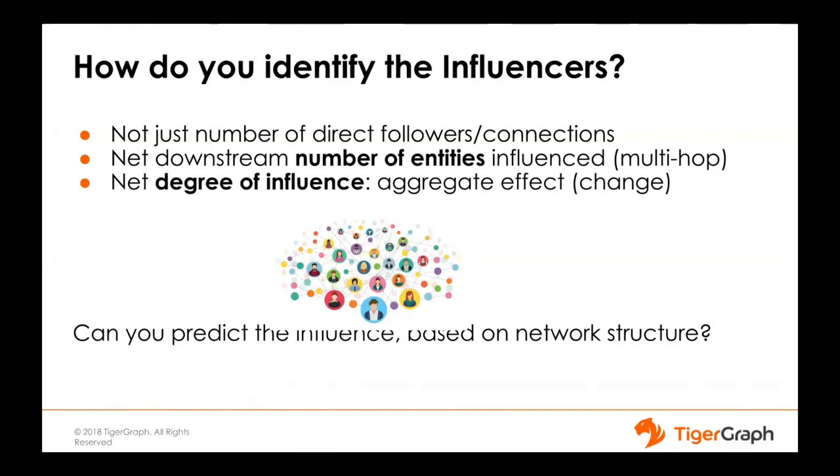Now influence is not just the number of direct followers or connections you have. Just because you have many, many followers on Twitter does not necessarily mean you have a lot of influence, because there's a downstream effect. There's the first connection, and then do they share it? And do they share it? So what is the multi-hop influence? Second, what is the actual change in behavior that it causes? Something goes out, but does it make any change? So knowing both the downstream, multi-hop effect and also the overall influence that it triggers is the problem.